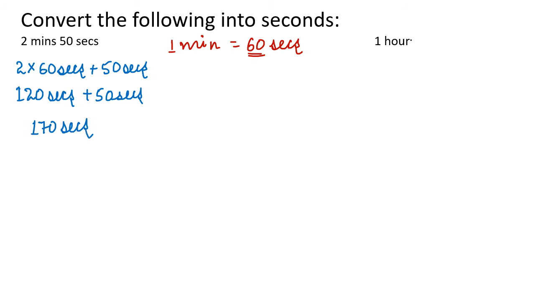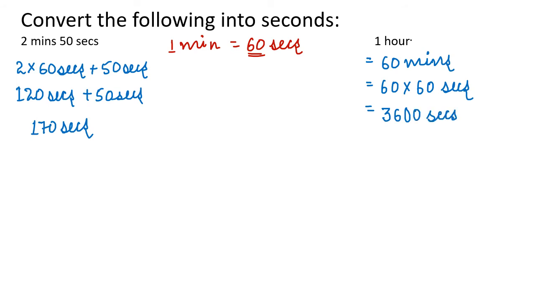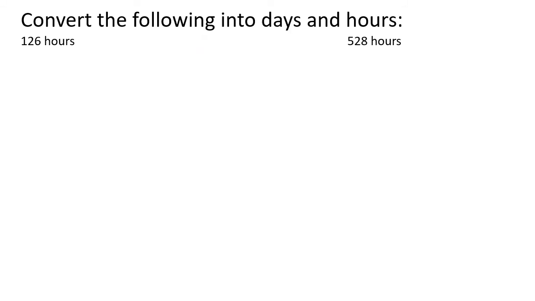Next part, there is 1 hour. Now firstly we have to convert this 1 hour into minutes. So we know that 1 hour is equal to 60 minutes. So we can write 1 hour as 60 minutes. Now in 1 minute there are 60 seconds. So to convert 60 minutes into seconds, we will multiply 60 by 60. So it will be 60 into 60 seconds. So 6 sixes are 36 and here we have 1 zero and 1 zero in the 60. So 2 zeros, which means 3600 seconds.